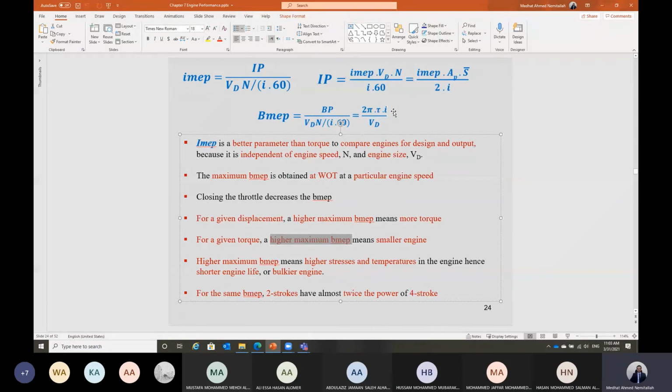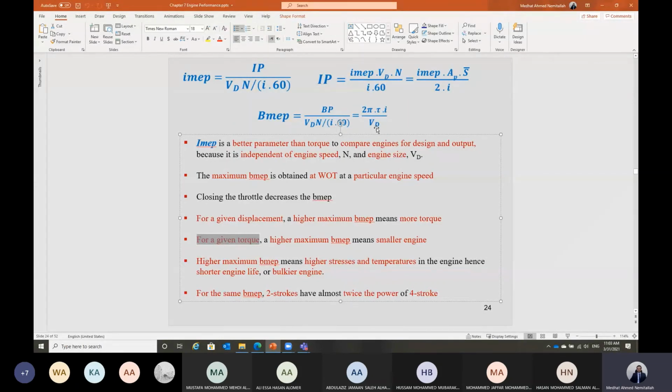At the same RPM, if they have the same power, that means they have the same torque. So the engine that has higher brake mean effective pressure has lower displacement volume, which is a compact size engine. If we have two engines with the same torque at the same RPM, that means the same brake power. So the engine of higher brake mean effective pressure should have lower displacement volume. It should be of compact size.